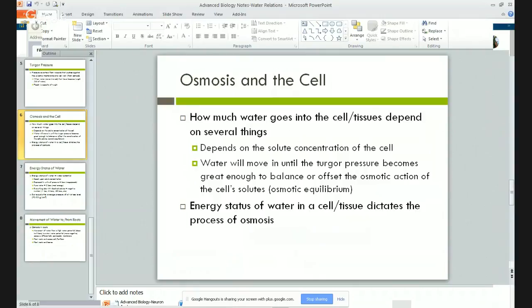So here's where the water moving in and out of the plant cells comes into play. How much water comes into the cell or into the tissues will depend on a couple of things. Number one, it's going to depend on the amount of solute in the cell. Since osmosis is dependent on the amount of solute, the solute concentration is going to be important.